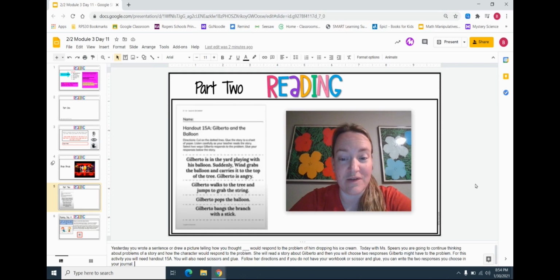You will also need scissors and glue. Follow her directions, and if you do not have your workbook, that is okay. That would have been in your 3rd quarter curriculum bag, but if you have not picked that up yet, no big deal. Or if you do not have scissors and glue, all you need to do is write down the 2 responses that you choose in your journal, okay?